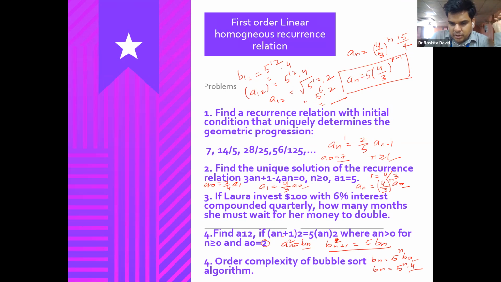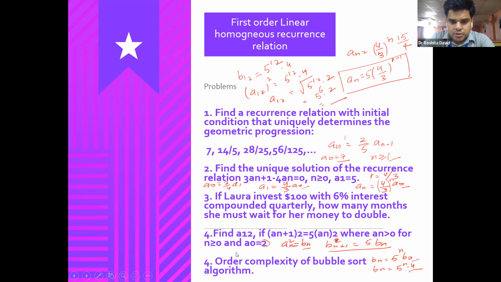So this is the way of converting non-linear into linear form. Very simple: convert the square into linear form and then find the solution of this equation. You know the solution, b(n) is r to the power n b0, and then you put the value of b0 and find out a12. Any doubt in this solution? Converting non-linear into linear. Okay.